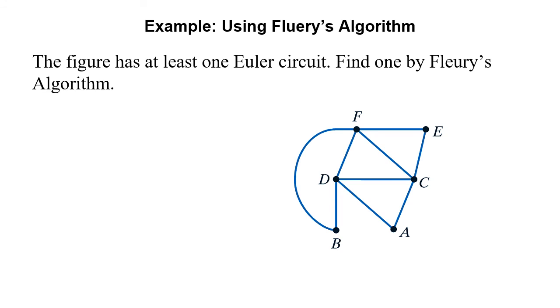Fleury indicates that anytime you're trying to find an Euler path or circuit, you have to erase the edge. In this graph, since all vertices are even, it has at least one Euler circuit, and we're going to use Fleury's algorithm starting from A to find one. So we're going to start at A, and go from A to D, then D to C, then C to F, then F to D, then D to B, then B to F, then F to E, E to C, and C to A. So that was an Euler circuit.